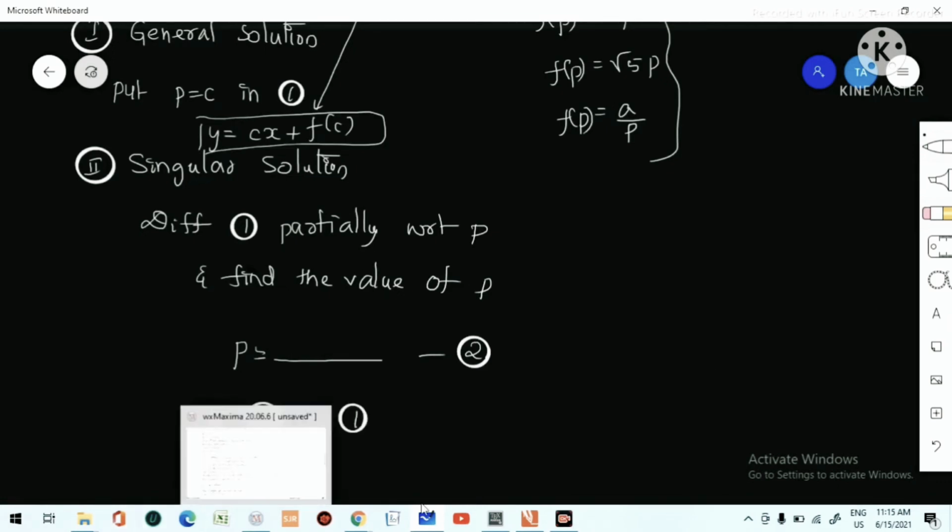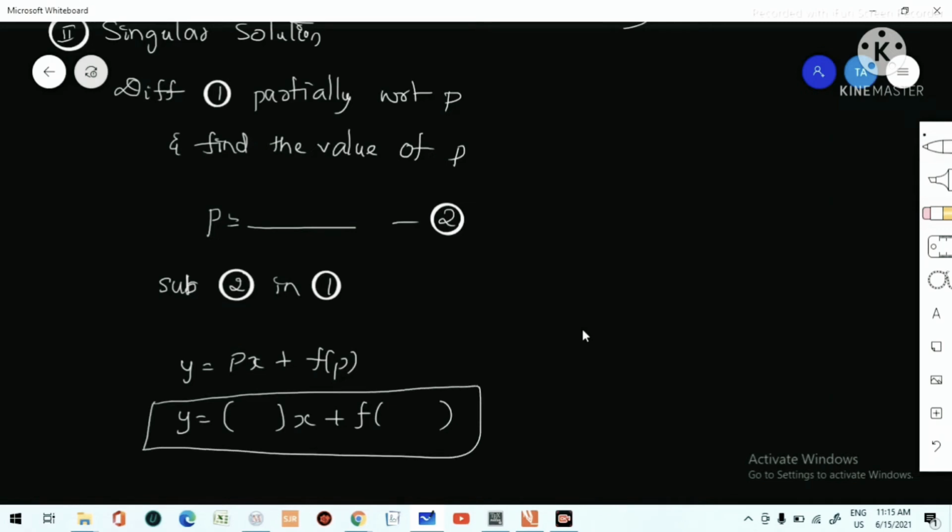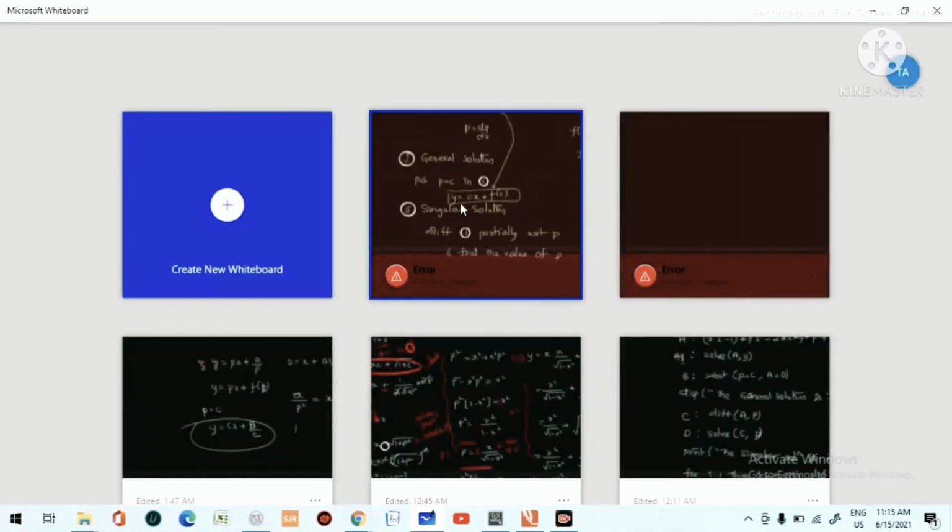Are you getting my point? Substitute 2 in 1. In equation 1 you had px plus f of p. In place of p, whatever value you are getting, just substitute those values here. That will be your singular solution. Is it fine? So you just have a rough idea now. When we solve the problem, you will come to know in detail.